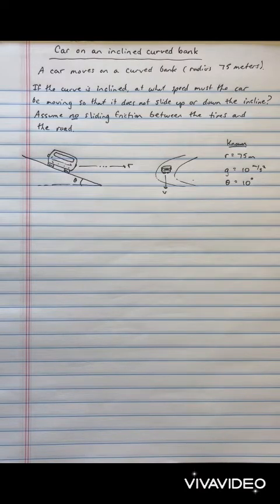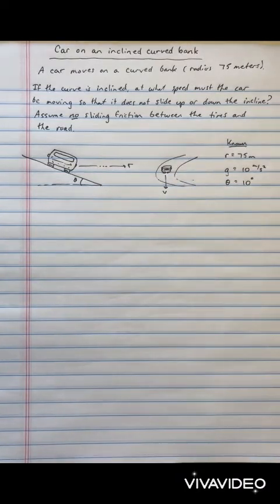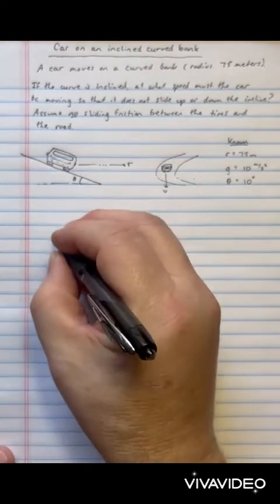This is a forces problem, and therefore we set up a free body equation to solve for it. Also, Newton's second law, F equals ma, and one further twist: because this is a curve, there is centripetal or center-seeking acceleration at play. Let's set up our free body diagram.